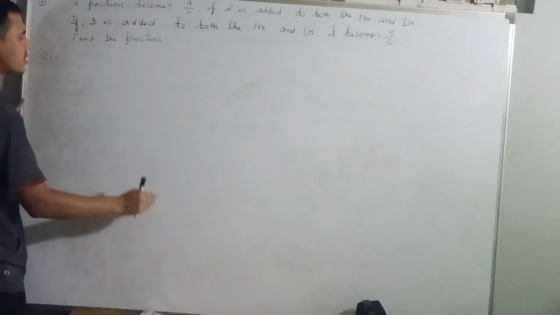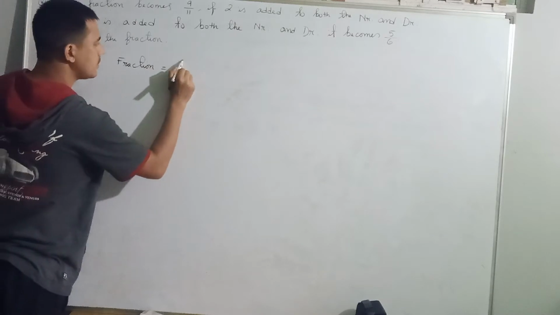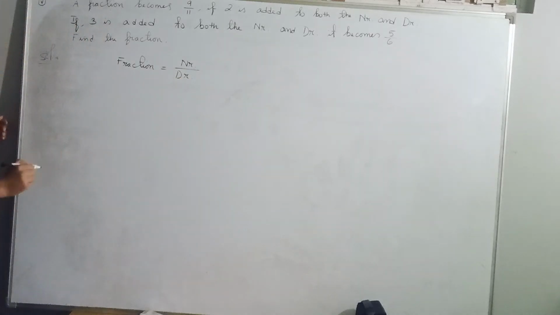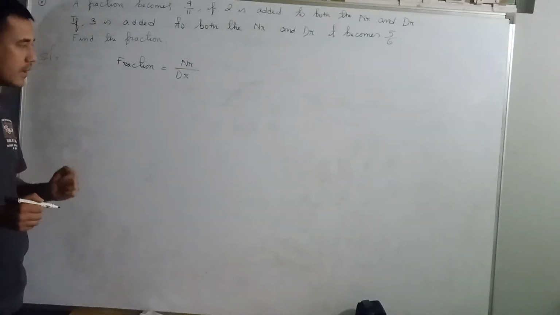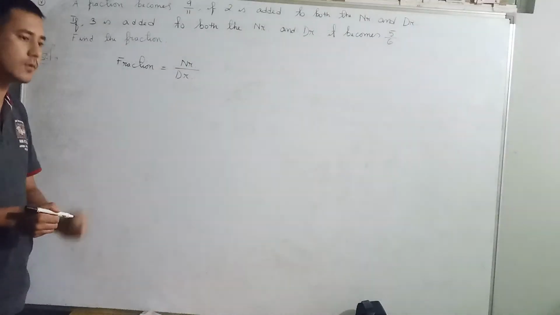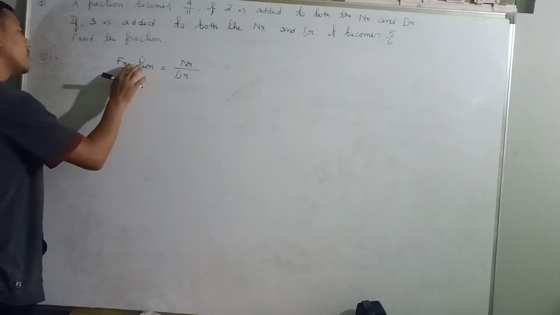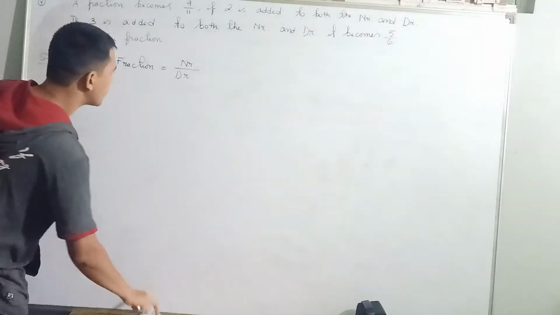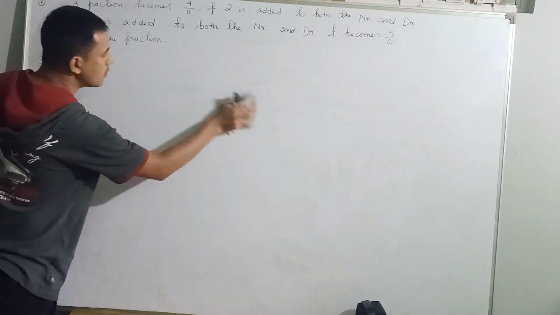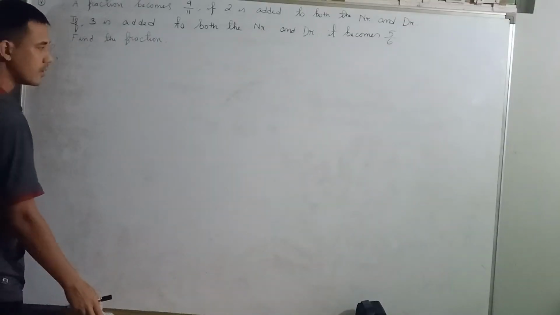Now we know that fraction means numerator upon denominator. Fraction meaning numerator and denominator. In order to find out the fraction, we need to know the numerator and the denominator. Only after knowing the numerator and denominator, we can write the fraction. So in order to determine the fraction, first we need to know the numerator and the denominator. So let's find the numerator and denominator, okay?